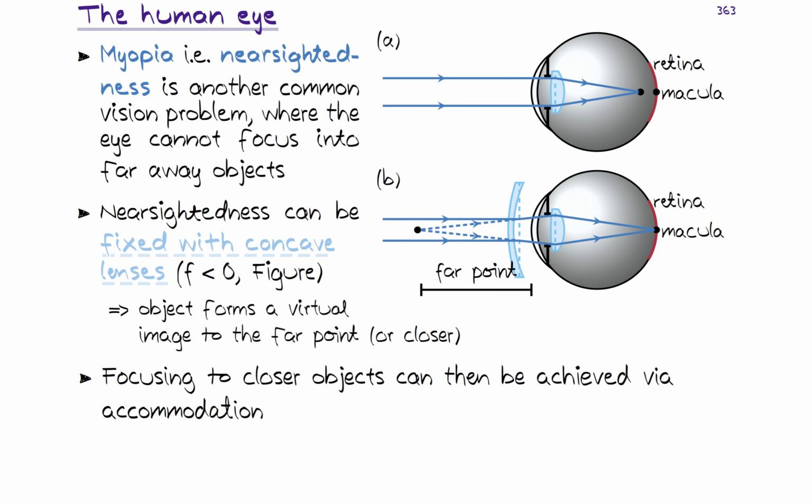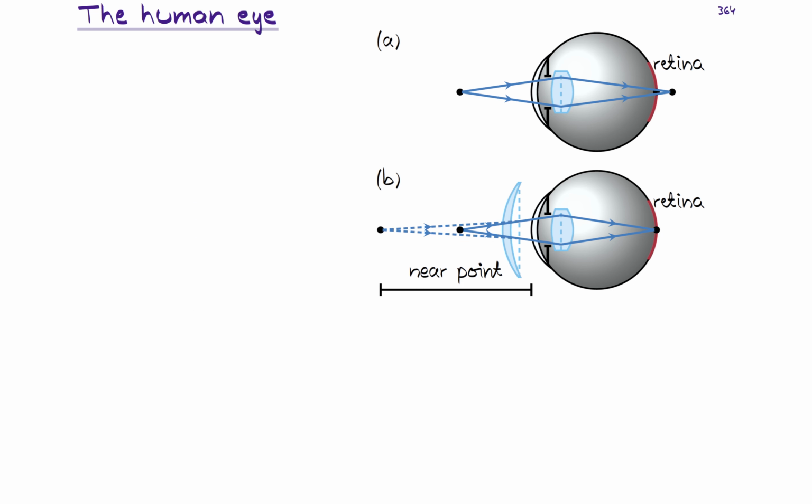And luckily enough, when we are looking at far points that are closer by, the human eye can really accommodate even when it has myopia. So this is what's happening by just accommodation of the human eye. Let's now go through another example. Let's go through hyperopia this time.